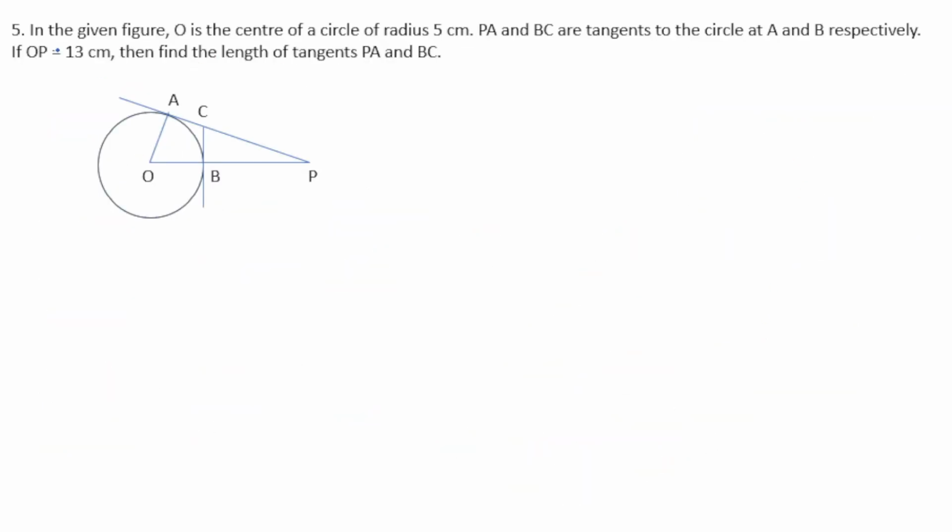Next question. In the given figure, O is the center of the circle of radius 5 centimeters. So here OA is 5 and OB is 5. PA and BC are tangents to the circle at A and B respectively. If OP is 13 centimeters, then find the lengths of tangents PA and BC. We have to find PA is what and BC is what. See here, OA is radius and PA is tangent. Radius is perpendicular to tangent.